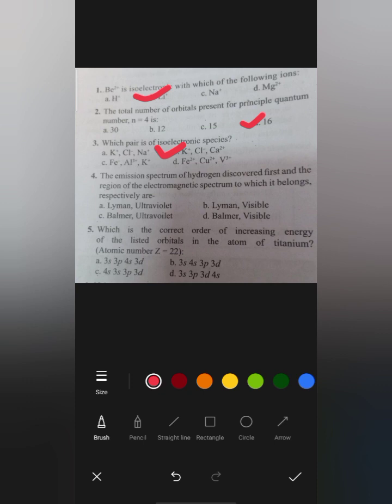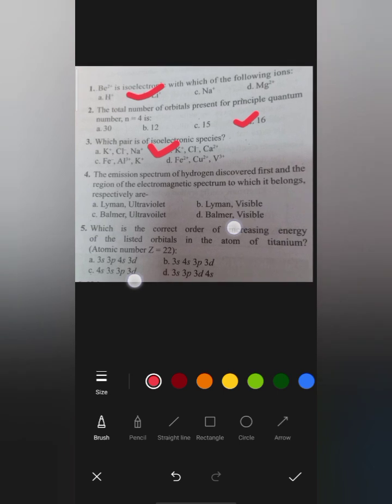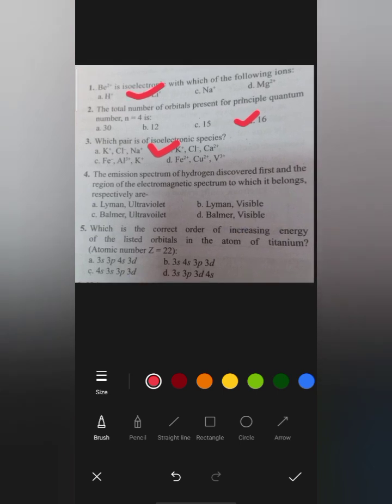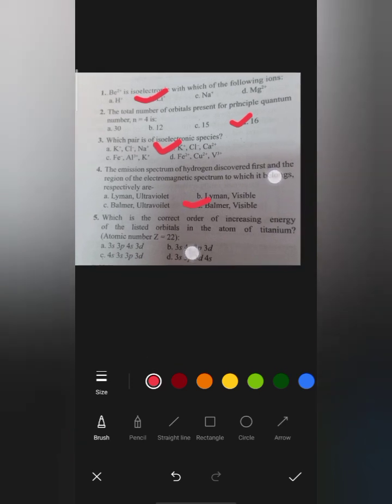The emission spectrum of hydrogen was discovered first, and the region to which it belongs. So you should know that in 1885 Balmer for the first time showed that the wave number is present in the visible region. As you learned in class 11th, second chapter, structure of atom, the correct option will be option D, that is Balmer and visible.